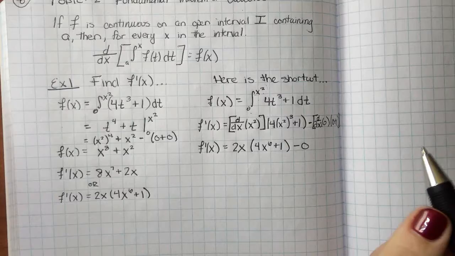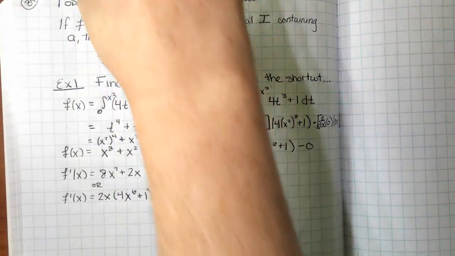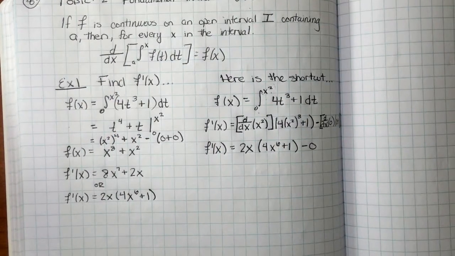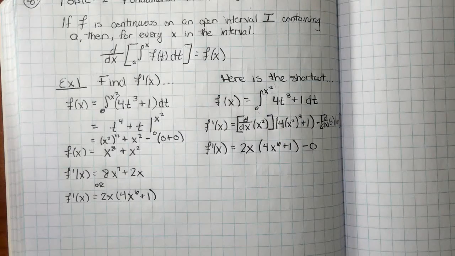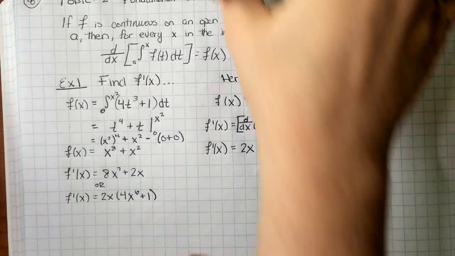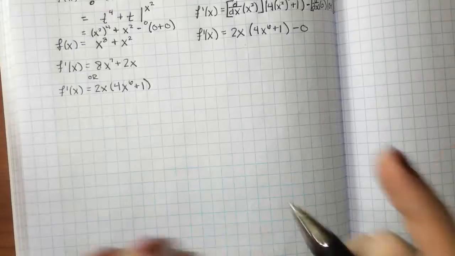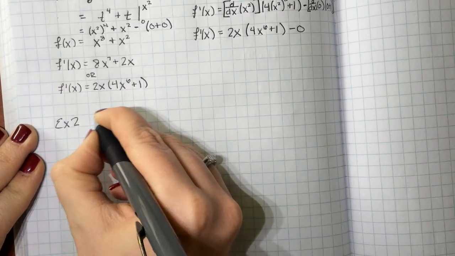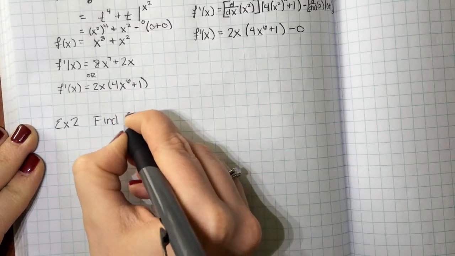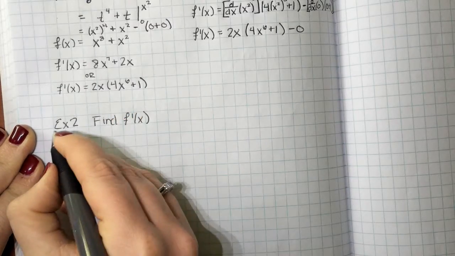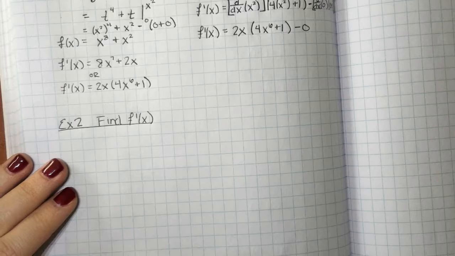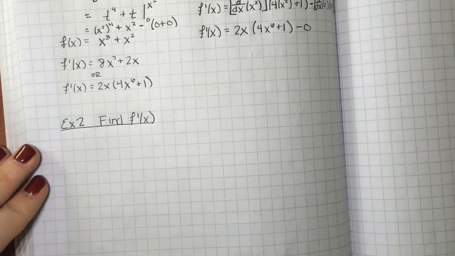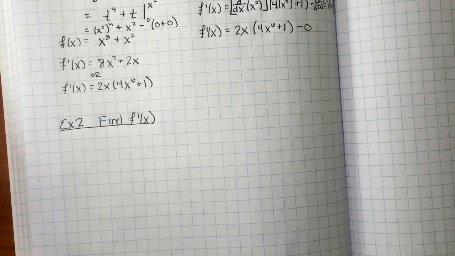Okay? All right. So you're going to see it again with example 2. We're going to do it the long way first, and then we're going to do it the shortcut way, okay? So again, we're going to be finding f prime of x. We're going to do it the exact same way. We're going to take an integral, plug in our upper bound, plug in our lower bound, simplify our function, then take a derivative, okay?